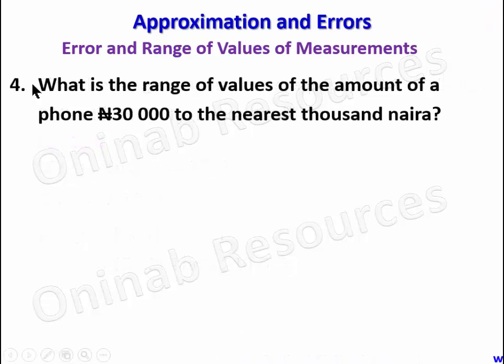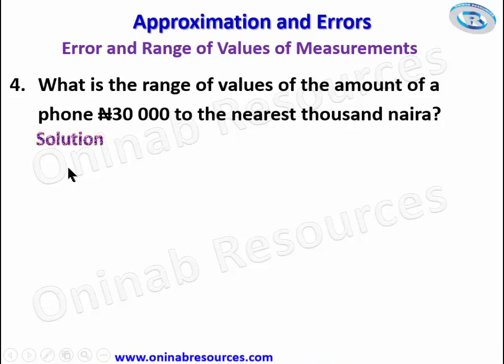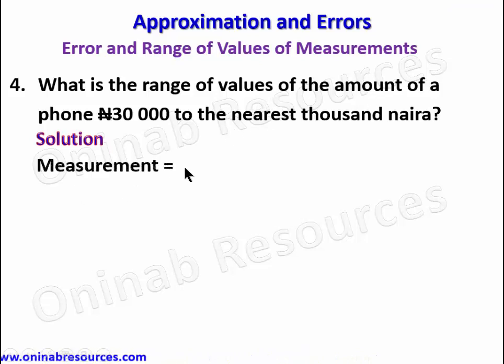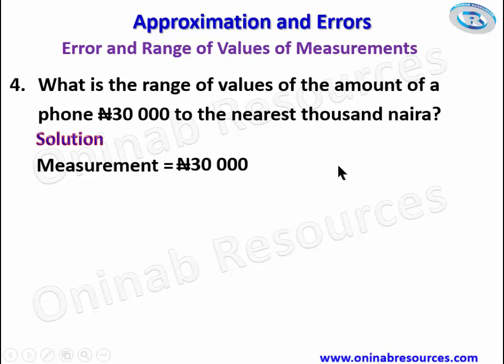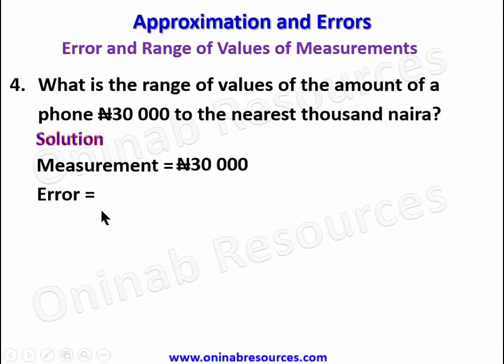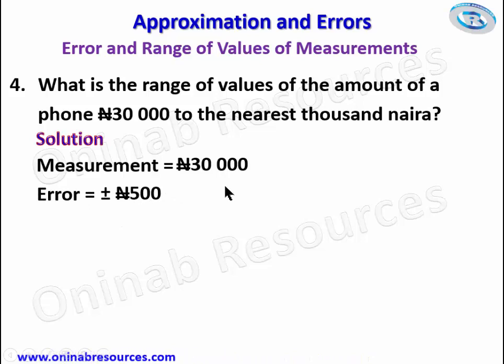For problem 4, what is the range of values of the amount of a phone 30,000 naira to the nearest 1,000 naira? So in our solution, the approximated amount here, which is going to form our measurement, is going to be 30,000 naira, and it is to the nearest 1,000 naira. So the smallest 1,000 is 1,000. We now divide it by 2. That's going to give us 500 naira, and our error is going to be plus or minus 500 naira.